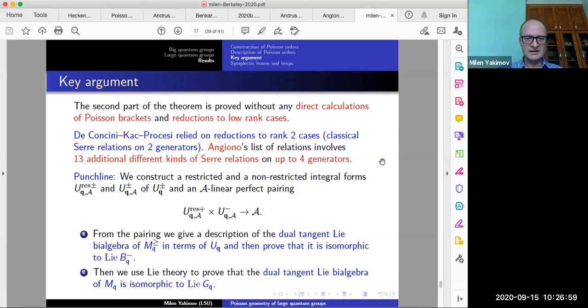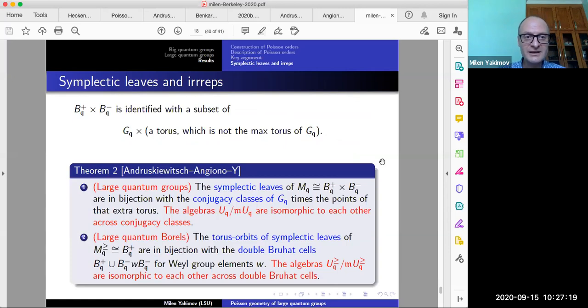Oh, super. So then when we work with the dual tangent Lie bialgebra, we can use some Lie theory arguments in order to cook together the two Borel subalgebras to prove that this dual tangent Lie bialgebra is precisely the Lie algebra of GQ. And finally, the product of the two Borels is identified with a subset of GQ times a torus. It is not the maximal torus of GQ, it's more complicated than that.